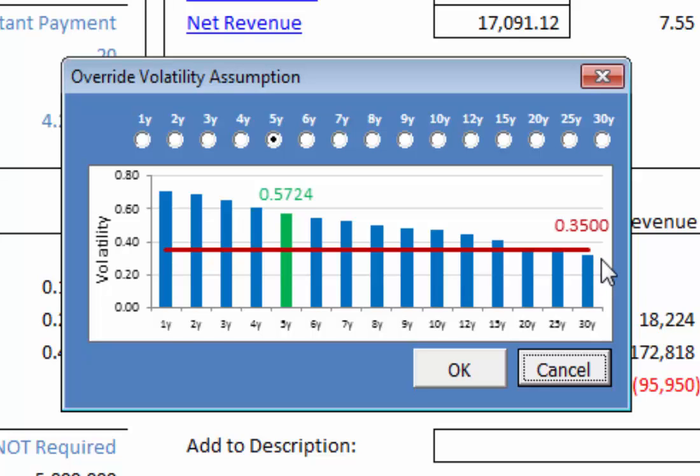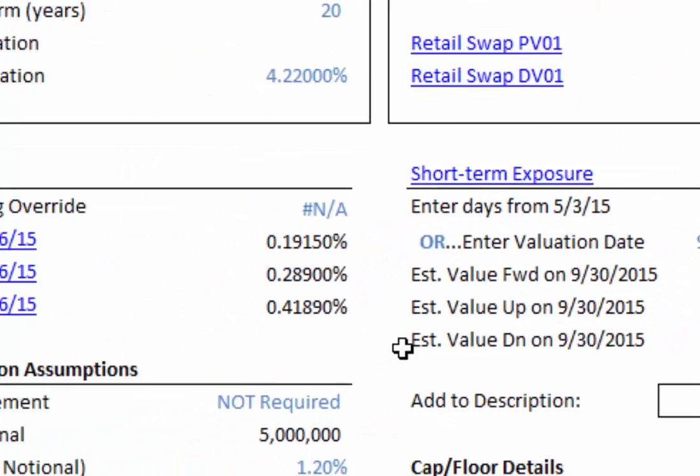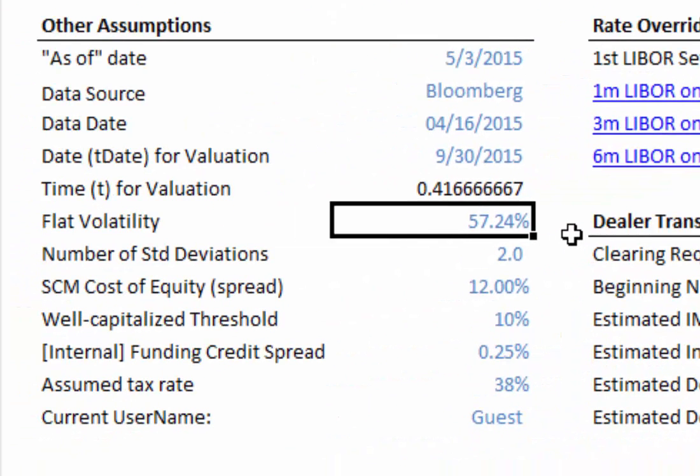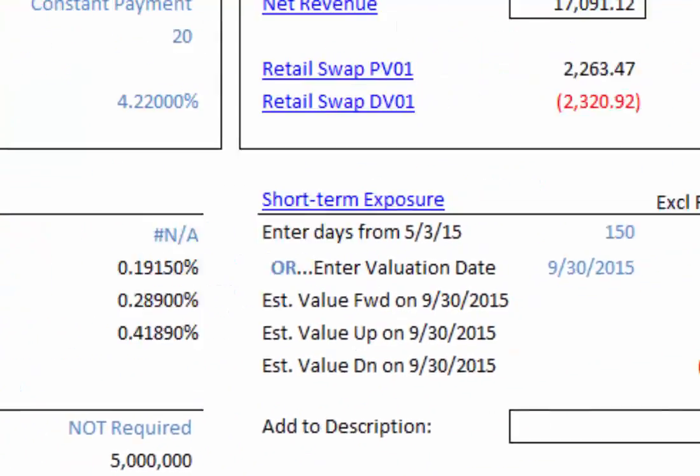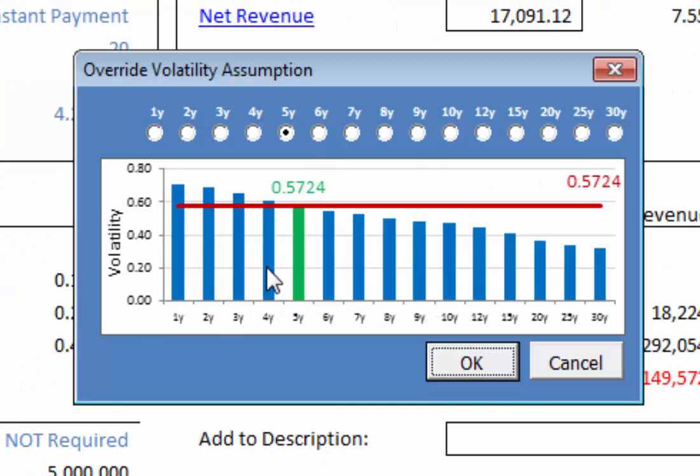If we want to use the 5-year implied volatility as our flat vol, and 57 does seem like a more reasonable vol here, then we need only to press OK. When we do that, it dumps that estimate, that implied volatility number, into the flat volatility place on our spreadsheet, and there you go. Now, one more time, let's go back to that chart, right mouse click. We see this again. Notice that the red line has changed because the number that we put in there is now the same as the 5-year volatility point.